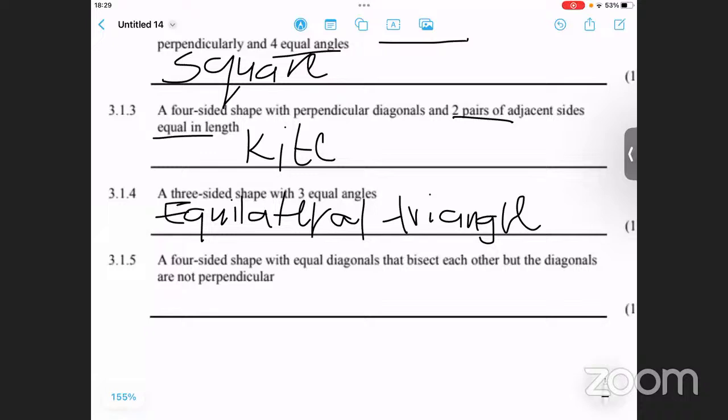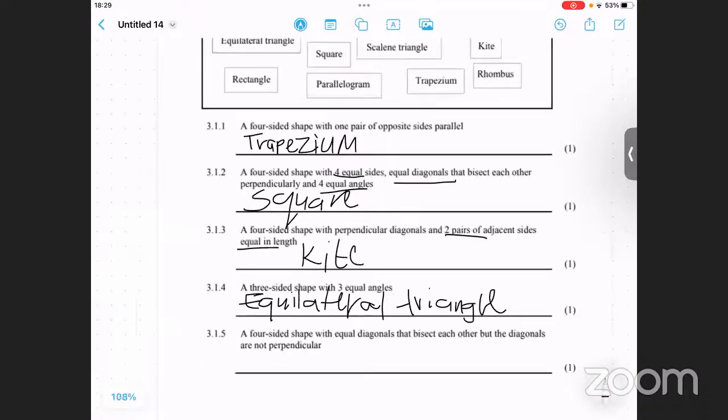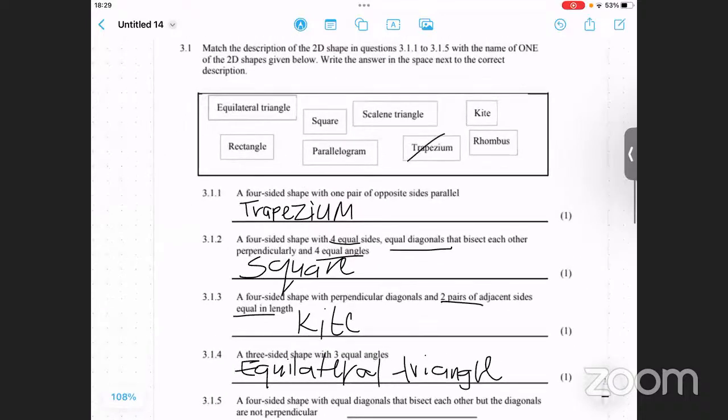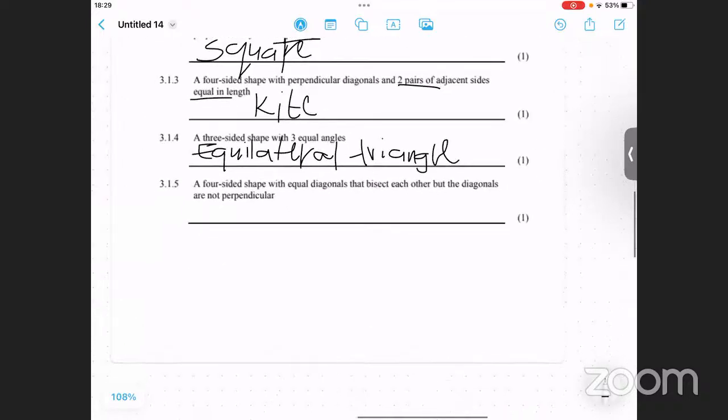They say a four-sided shape with equal diagonals that bisect each other, but the diagonals are not perpendicular. A four-sided shape with equal diagonals. So we're going to go up here. We canceled this one. We canceled this one. What else did we cancel? We canceled the square. So we are left with rhombus, parallelogram, and a rectangle.